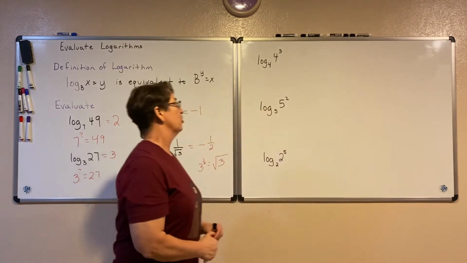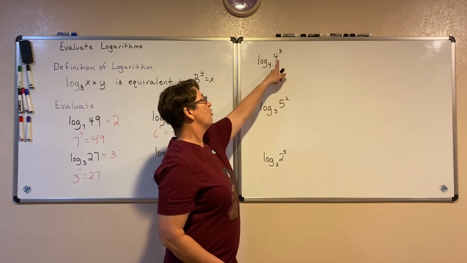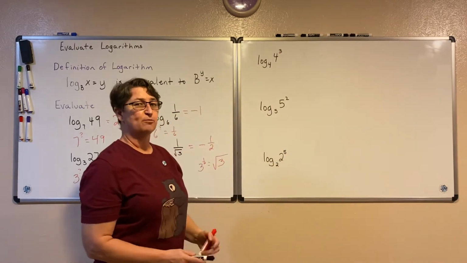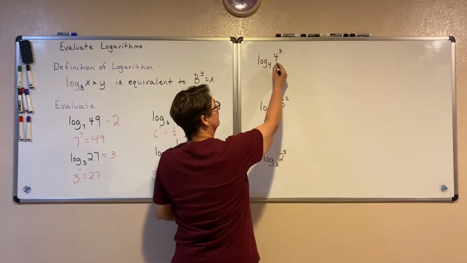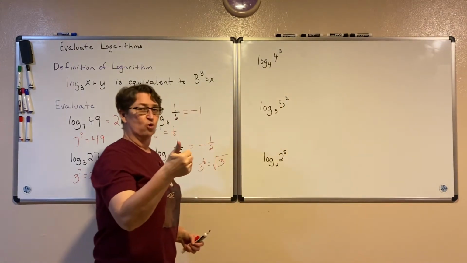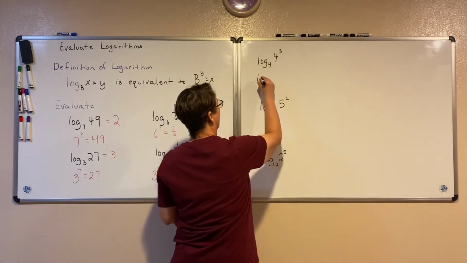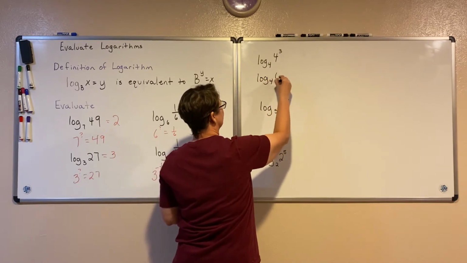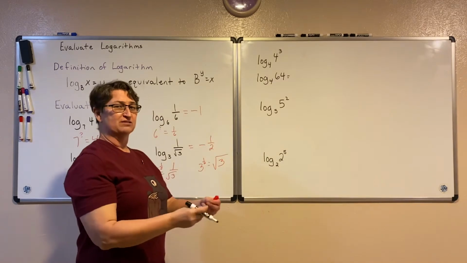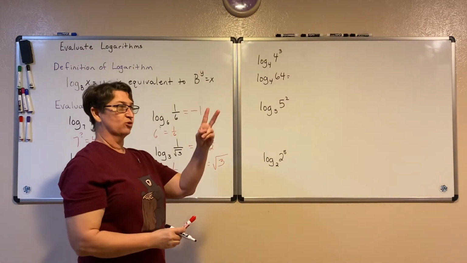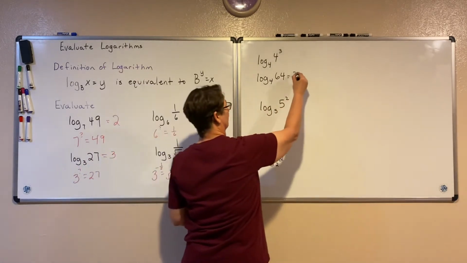Let's practice some more. Here I have log base 4 of 4 cubed. Now there's a couple of ways we could do this. One way is we could just evaluate this first. We could say 4 times 4 is 16 times 4 is 64. Log base 4 of 64. Well, 4 to what power gives me 64? Well, 4 times 4 is 16 times 4 is 64. So it's to the third power.